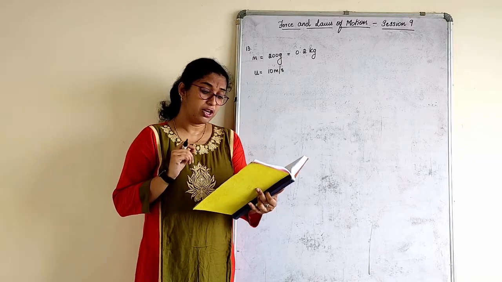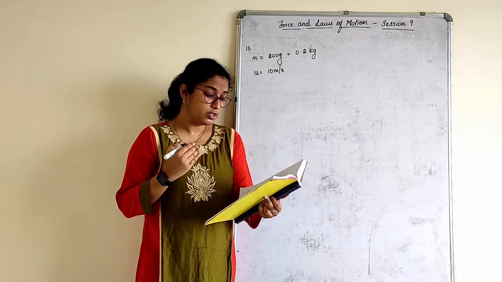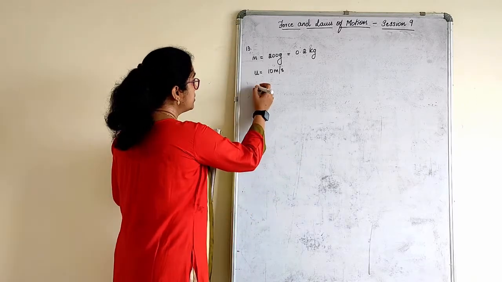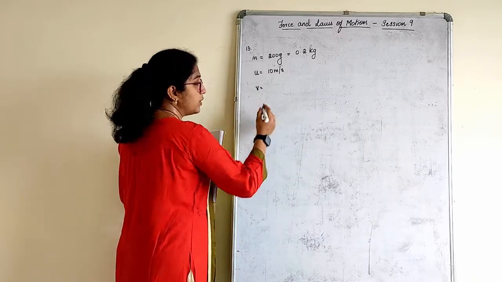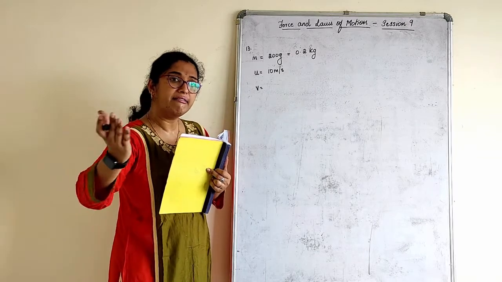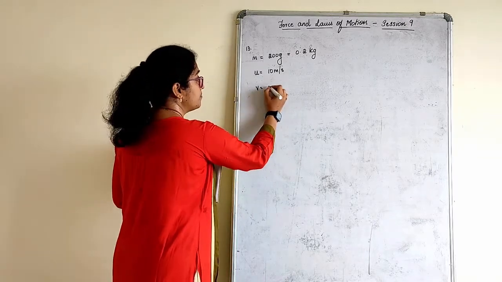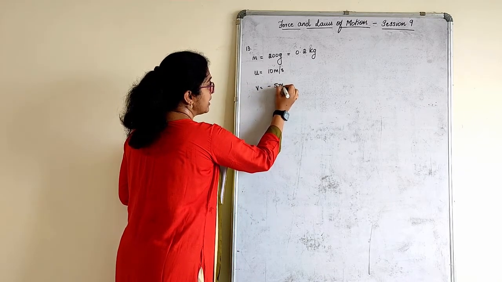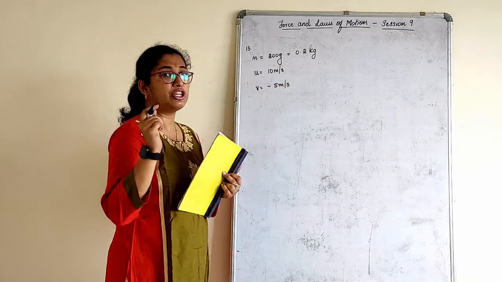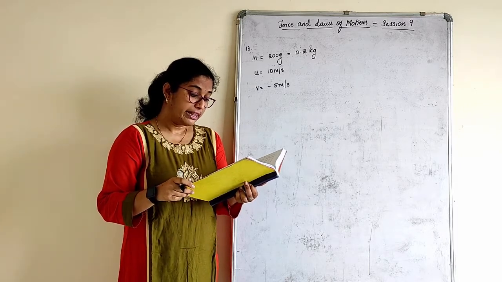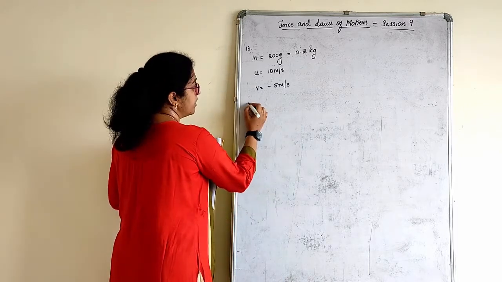It is struck by a hockey stick so as to return to its original path with a velocity of 5 meters per second. So v is equal to, it is struck by a hockey stick and returns to its original path, returning in the other direction, the opposite direction, what we can say, 5 meters per second. We need to be very careful in understanding u and v especially. Calculate the change in momentum occurred.